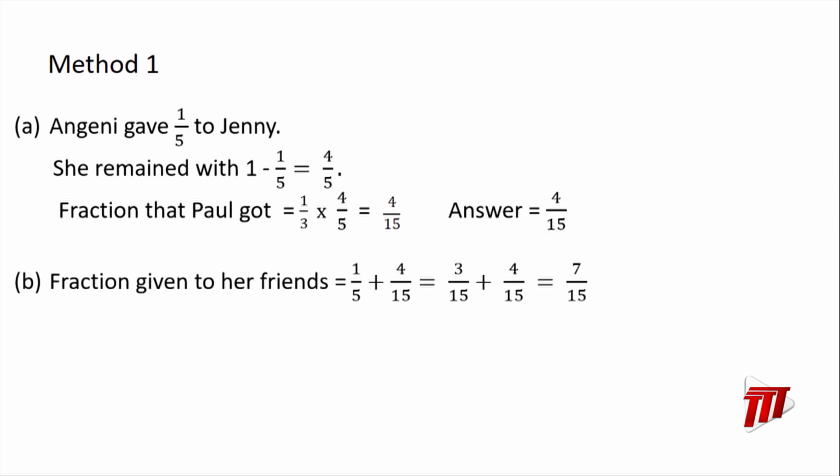In the second part, we wanted to find what fraction her friends got. So we know we gave 1/5 to Jenny and 4/15 to Paul. So all we're going to do is add 1/5 to 4/15. So 1/5, if we convert to 15ths, we're going to multiply the denominator by 3, and we're going to multiply the numerator by 3 as well. So I'll get 3/15 plus 4/15 would give us 7/15. So that is the fraction that she gave to her friends, 7/15. So that's the first method of working out that question.